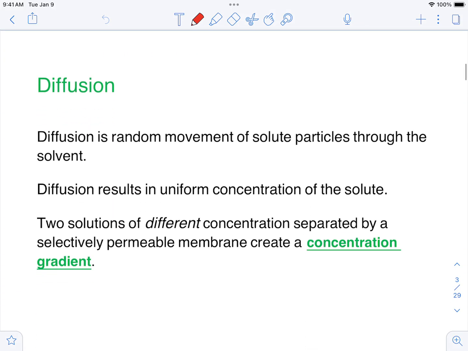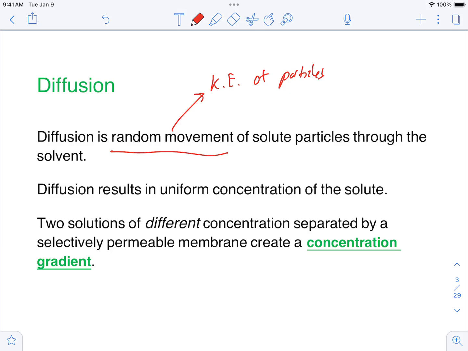So a very important vocab word is diffusion. And this is the random movement of solute particles through the solvent. This random movement is obtained through the kinetic energy of the particles. Diffusion results in the uniform concentration of the solutes. So it makes everything even throughout. And we will see that that is called an isotonic solution.